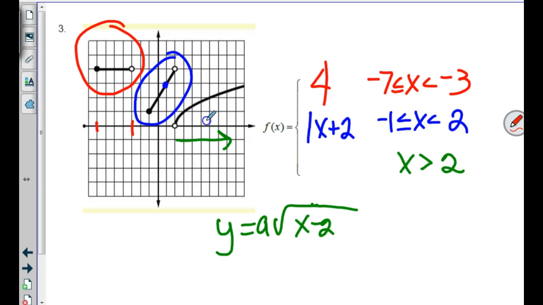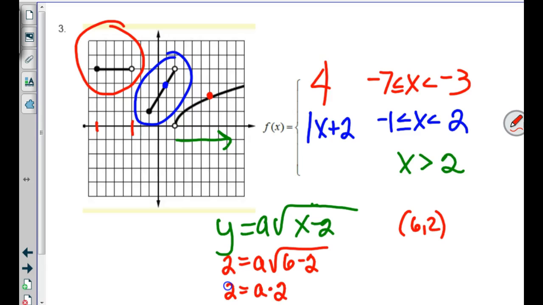I don't think it does, but let's pick this one right here. What is that ordered pair? 6, 2. So what do I put in for y? The 2. And for x? Okay. 6 minus 2 is 4. And the square root of 4 is 2. So I get the a is just 1. There was no stretch. So it's just square root of x minus 2.